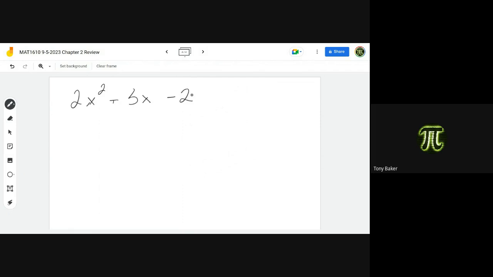Two x squared plus 3x minus 2. Oh, it's 3x, not 5x. Yes, it's 3. Looks like an incomplete 5. Yeah, no, it was an incomplete 3.